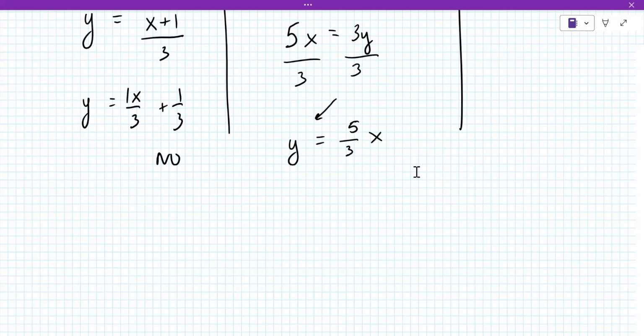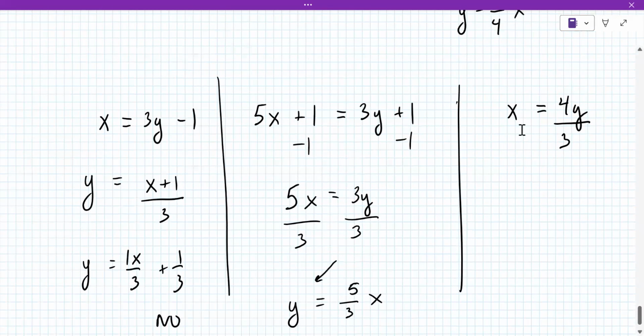Okay. This one's okay. How about the last one here? What do you think about the last one? We multiply by 3. Okay, so that will get rid of the 3 on the bottom. So it's 3x equals 4y.